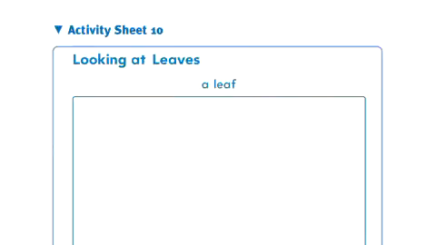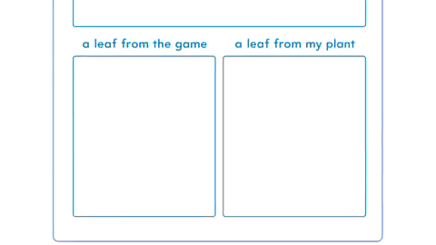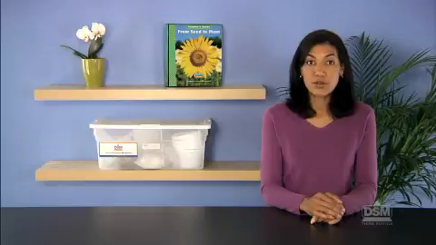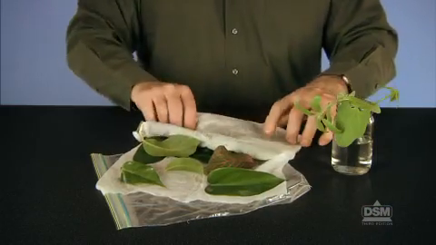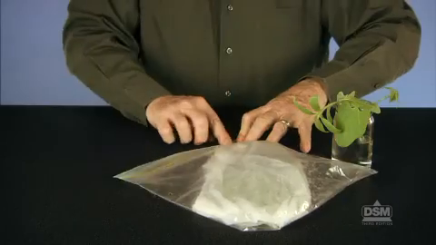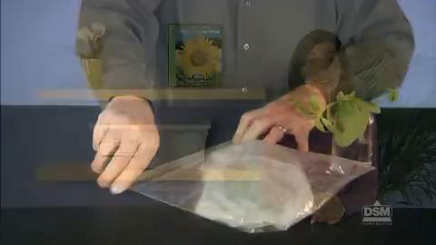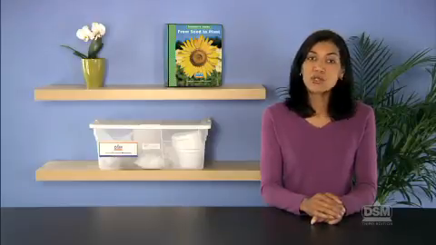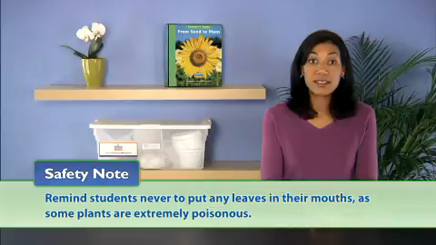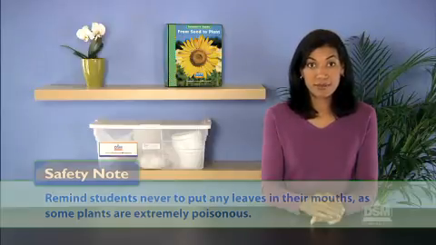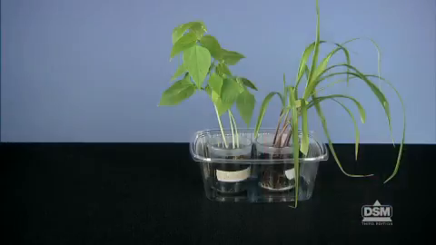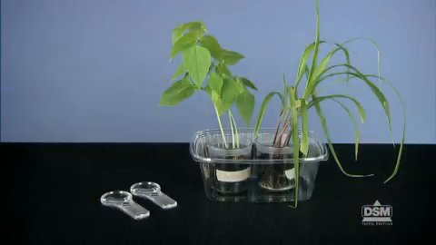You will also need to provide assorted leaves. To prepare for the activity, make a copy of Activity Sheet 10 for each student. Have each student bring a leaf or two from a houseplant or an outdoor plant a day before this activity. If the leaves seem likely to wilt, store them between damp paper towels or put their stems in water until class time. Make sure to remind students never to put any leaves in their mouths, as some plants are extremely poisonous. Each team will need its planter trays with plants and 2 magnifiers.